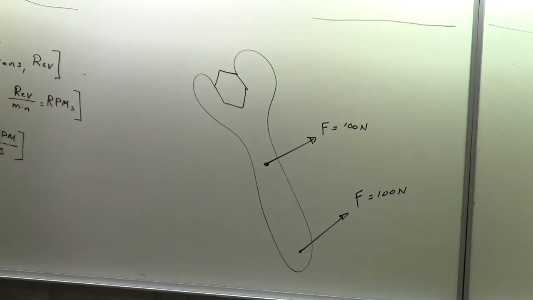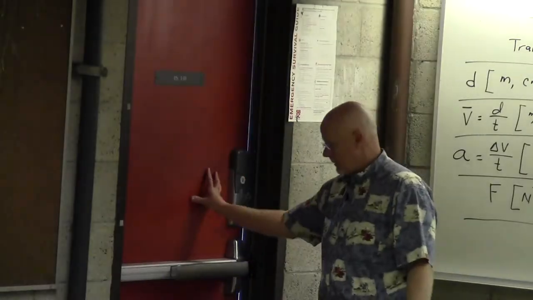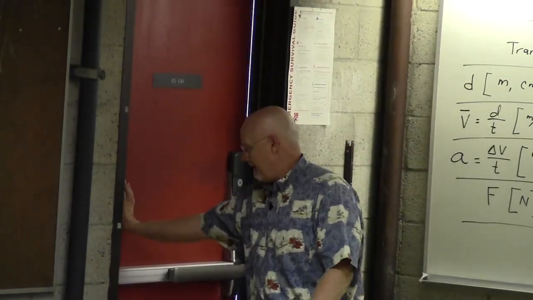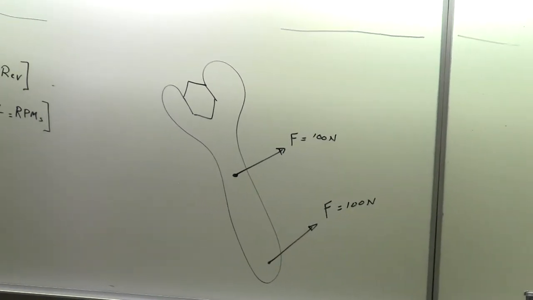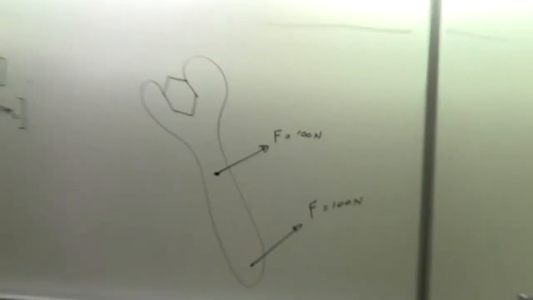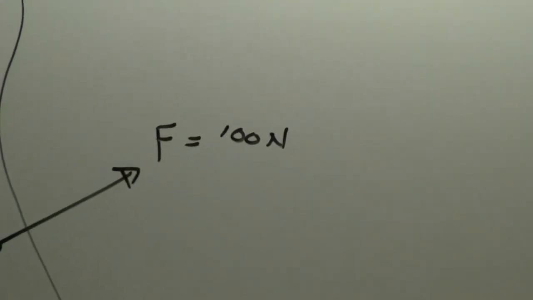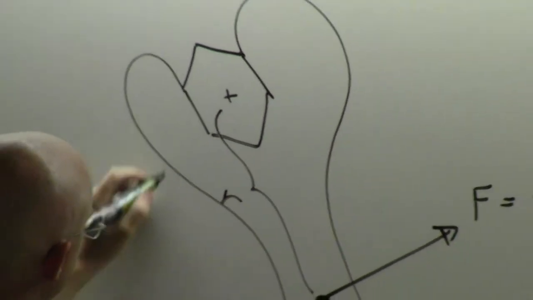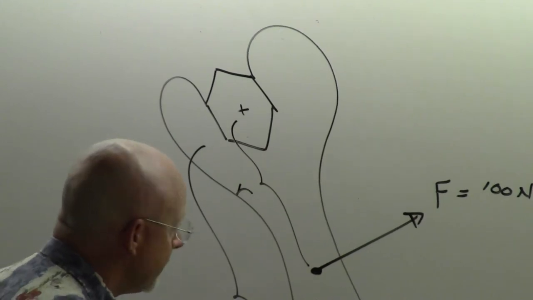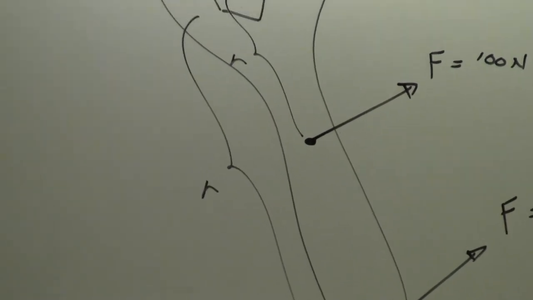You see that best with a door. I push with 100 here, and it opens. I push with 100 here, and it doesn't open. And so this is my silly way of saying torque is actually something more than just force. Sure, force is part of it, but what we like to say is the distance away, which we'll label as an R, we'll call it the lever arm, is just as important as the amount of force itself.